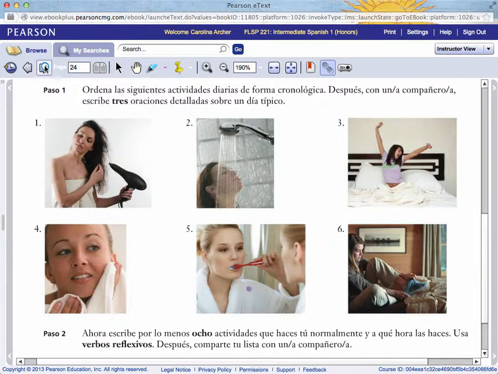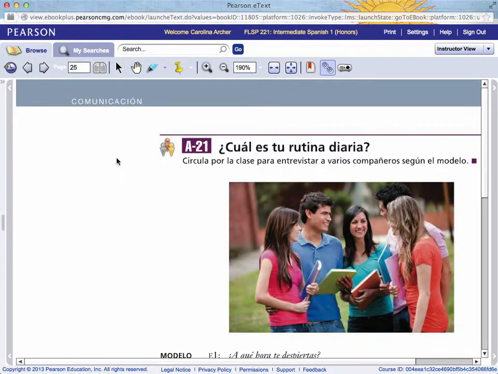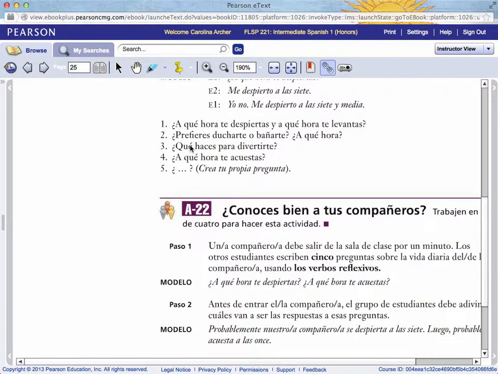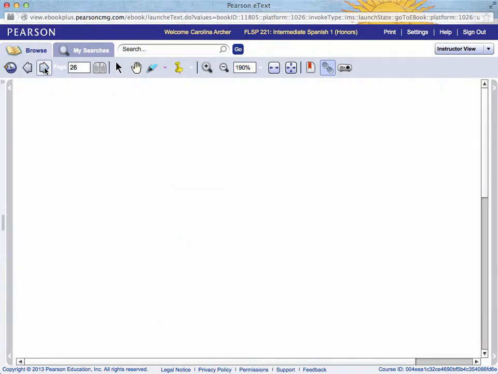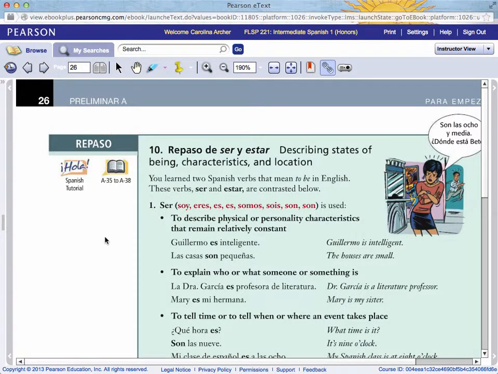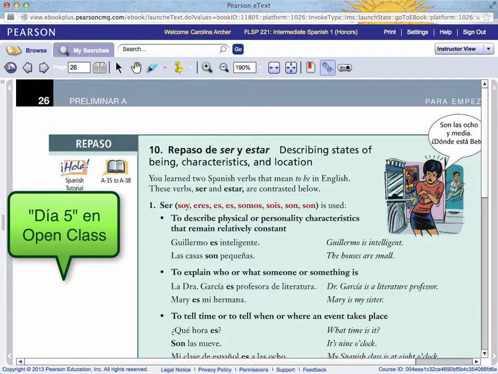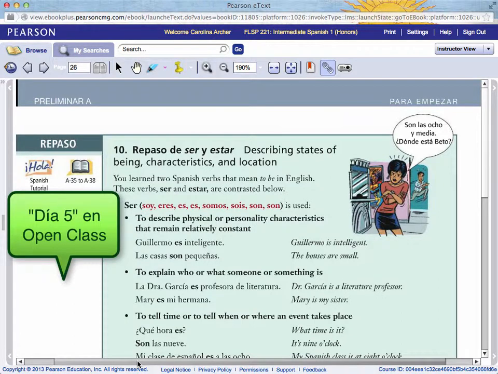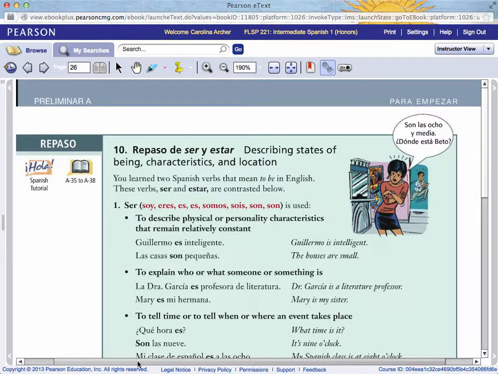Okay? Muy bien. So this is the end of el día 4. Y tenemos un día más. Un día más. Okay. So we're going to start with the last section of this chapter. This should be done on Friday. It's going to be a review of ser y estar, okay?